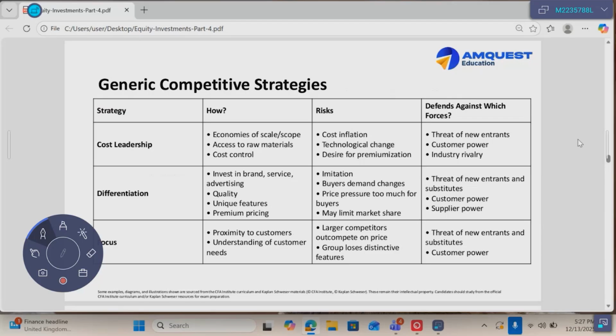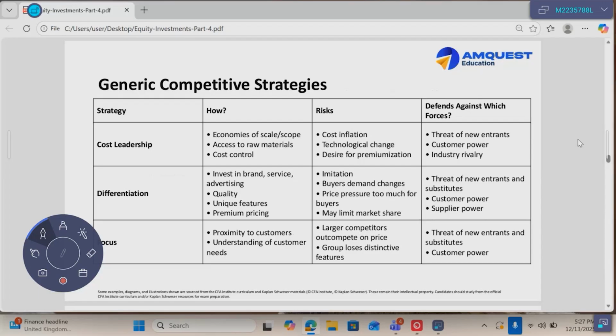You have to defend against which forces? Threat of new entrants like Bisleri, Aquafina. They enjoyed the market for a longer time. New person came into the market and then profitability is impacted. Customer power, as I've said before, if customers can switch from one product to other, they have power and you have less pricing power in that case. Industry rivalry, higher competition, companies will want to engage in price wars.